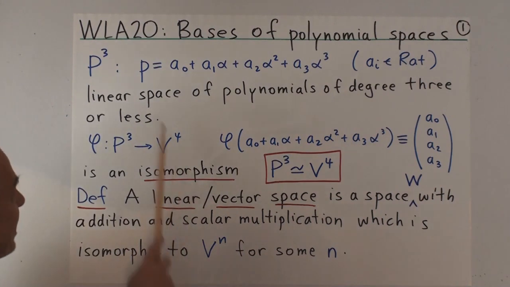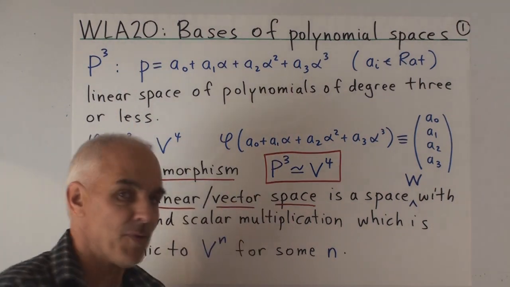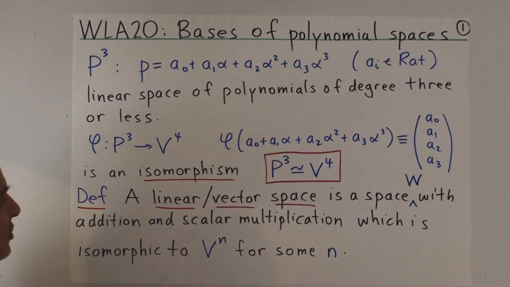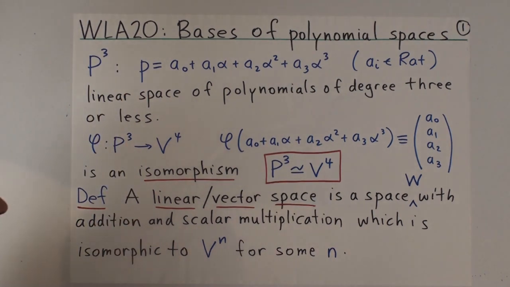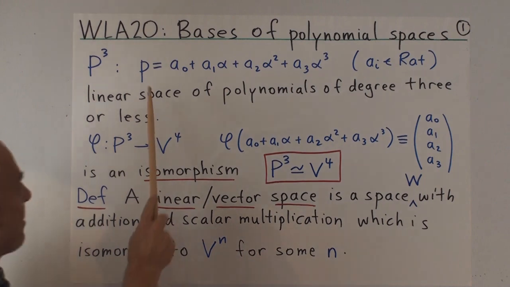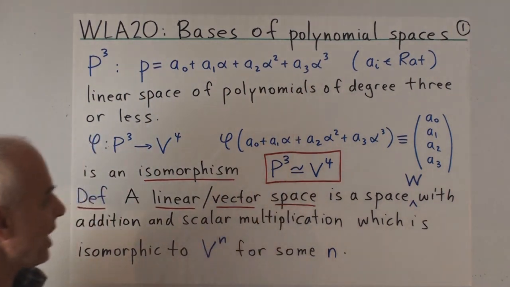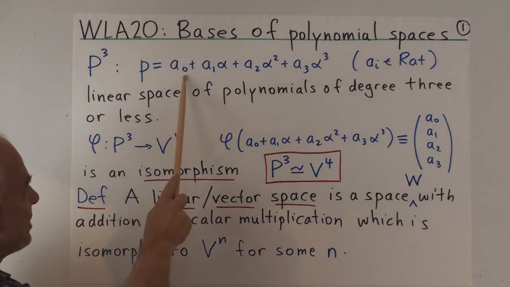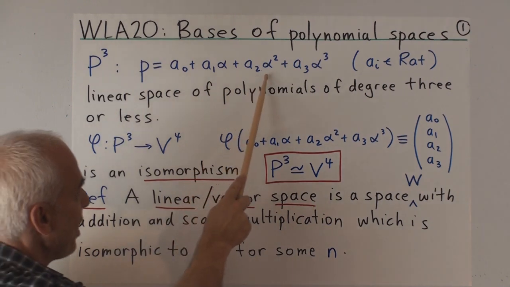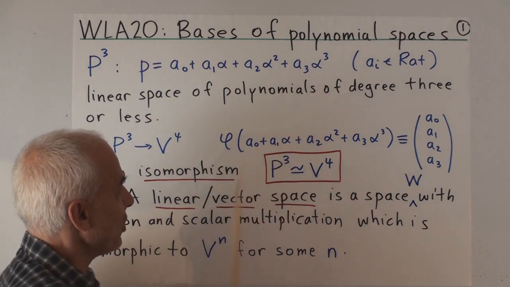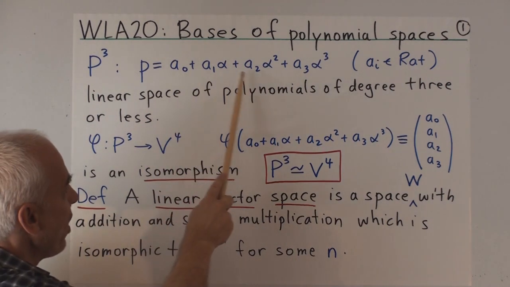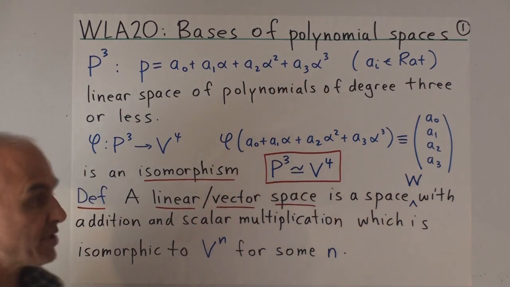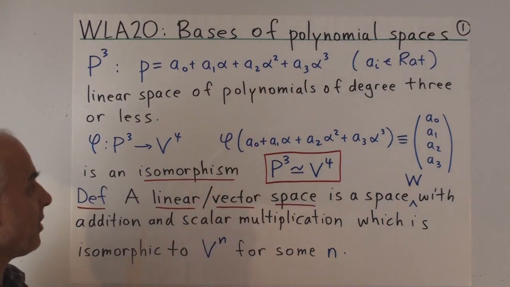So, let's start with a simple example. We're going to consider polynomials of degree 3. So there's the space of polynomials of degree 3 or less. And a typical polynomial is something like this. It's an expression a0 plus a1 alpha plus a2 alpha squared plus a3 alpha cubed. The coefficients a0, a1, a2, a3 are all rational numbers, and they can be 0 or non-zero, whatever they like.